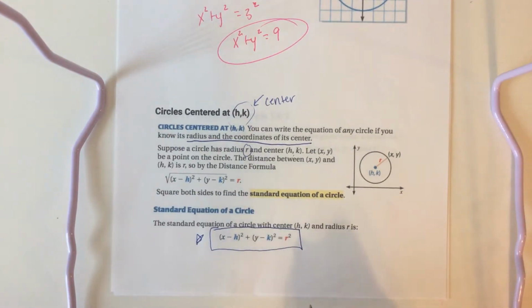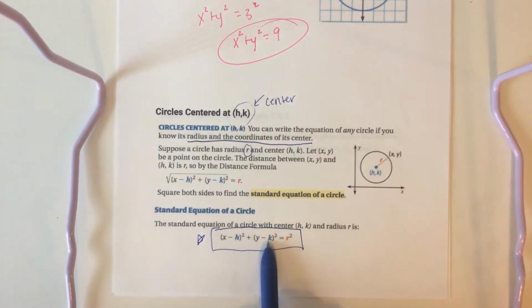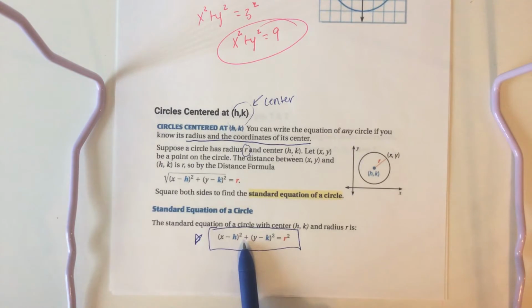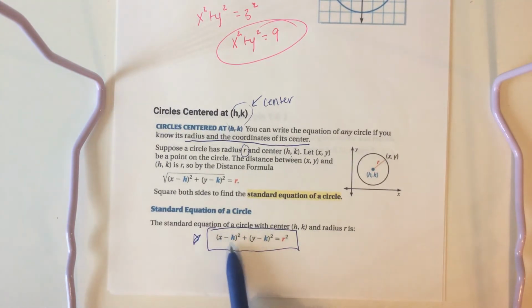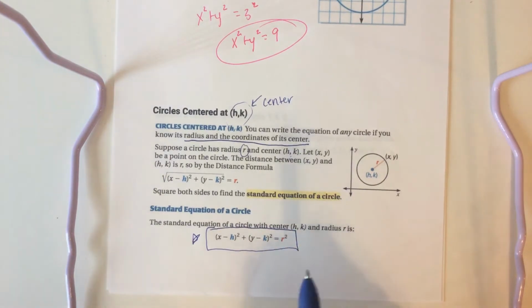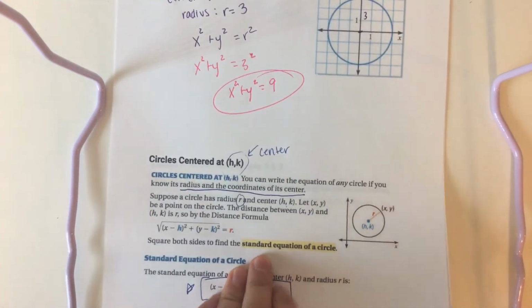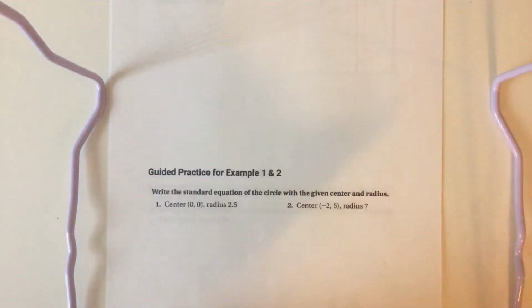Something I want to point out here is it's directly derived from the distance formula, which means it's minuses inside the parentheses, addition outside. So basically, always opposite inside the parentheses, and then you're adding in between, and then r squared. Don't forget to square your r. So let's see an example using this formula, this standard form of the equation.